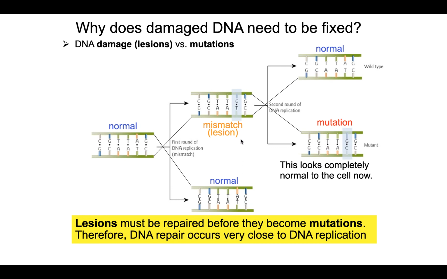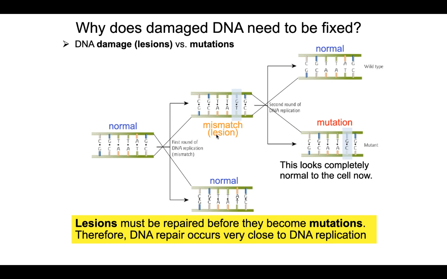But look what happens in this cell. We have our parent strand right here, but where you should have an A to this T, there was a mismatch. A G was put in there. That's a mistake that can sometimes happen during DNA replication. It's called a mismatch. But a mismatch has an altered shape that the cell can recognize as wrong, and so it is a lesion. It's not a mutation yet.